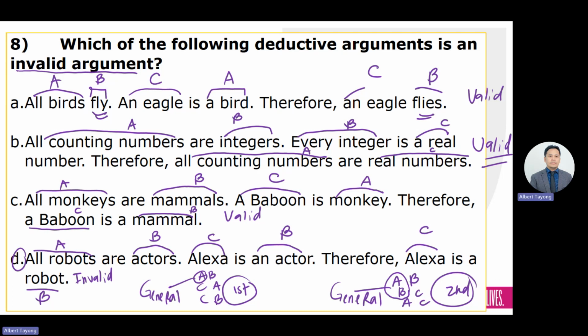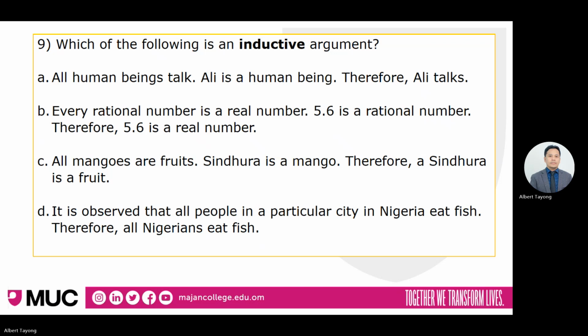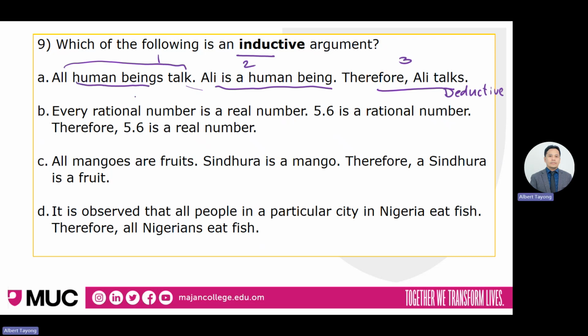Let's go to number 9. Which of the following is an inductive argument? When we have deductive, usually it follows this format: the first sentence general, and then a specific, and then a specific conclusion. Usually we have three sentences. That is deductive. First one is deductive. All human beings talk. Ali is a human being. And then we conclude that Ali also talks. This one is also deductive. First sentence, second sentence, and the third sentence, the conclusion. So deductive is always like this.